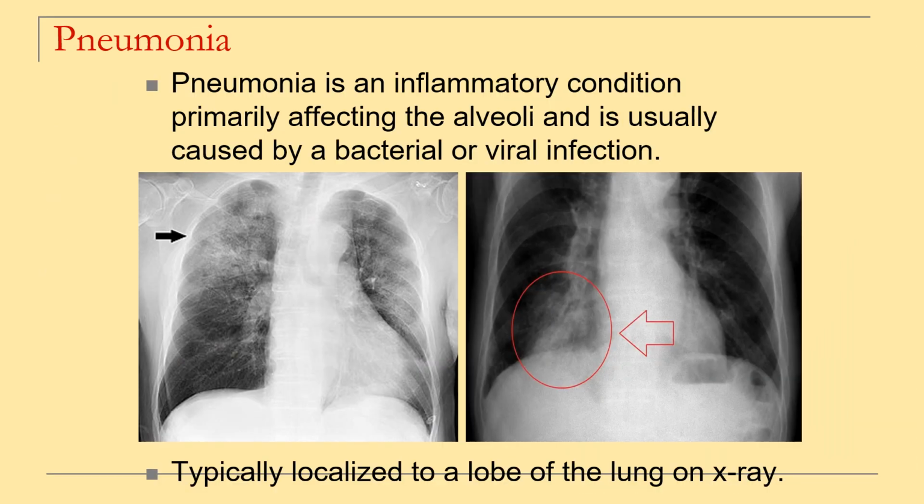Pneumonia. Inflammatory condition, can be bacterial or viral, but typically with pneumonia, the big thing is it is localized to a lobe of the lung. So we know our left lung has two lobes, our right lung has three. So if we see a lot of congestion in one of those lobes, then we're going to think this is probably pneumonia.